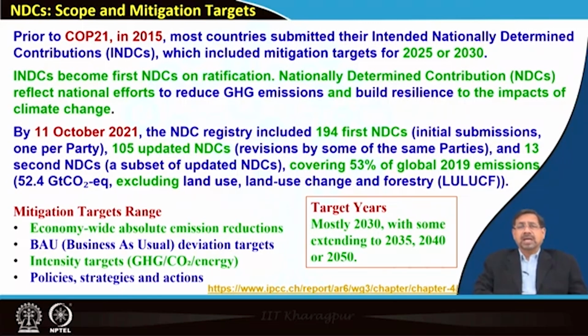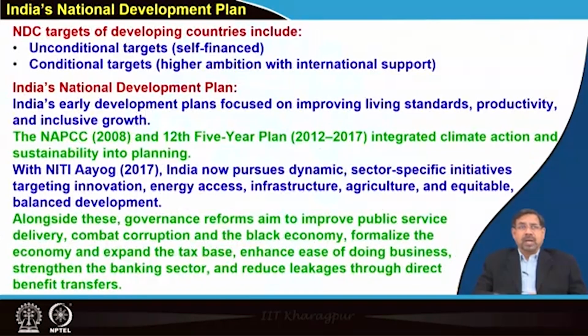So, what is the mitigation target range? We need to work in terms of economy-wide absolute emission reduction, deviation targets from business as usual, intensity targets in terms of greenhouse gases and carbon dioxide equivalent, and also energy and policy strategies and actions. We have different target years, 2030, but it looks like it will be extended to 2035, 2040 or may stretch up to 2050, towards realizing the 17 Sustainable Development Goal targets.